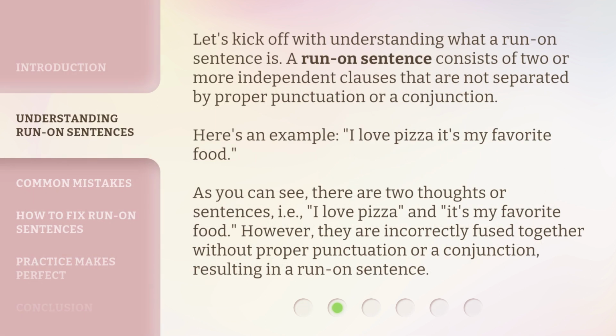Let's kick off with understanding what a run-on sentence is. A run-on sentence consists of two or more independent clauses that are not separated by proper punctuation or a conjunction. Here's an example. I love pizza, it's my favorite food. As you can see, there are two thoughts or sentences, i.e., I love pizza, and it's my favorite food. However, they are incorrectly fused together without proper punctuation or a conjunction, resulting in a run-on sentence.